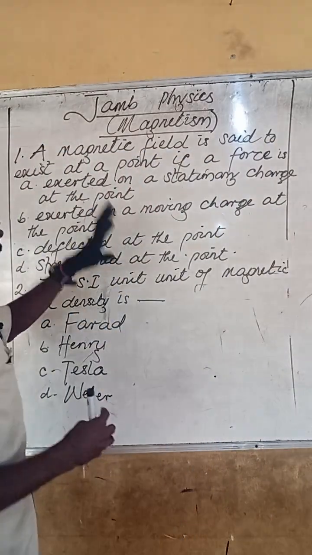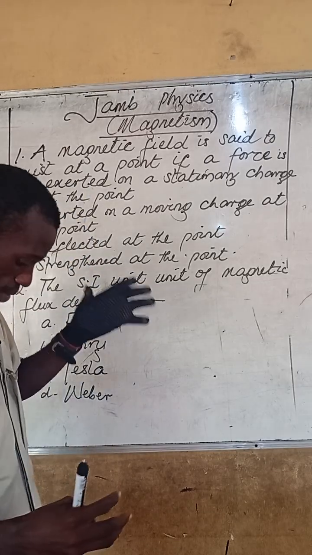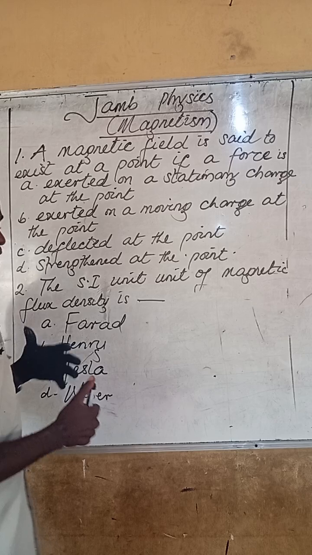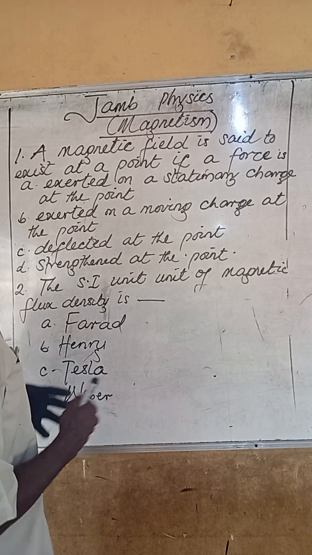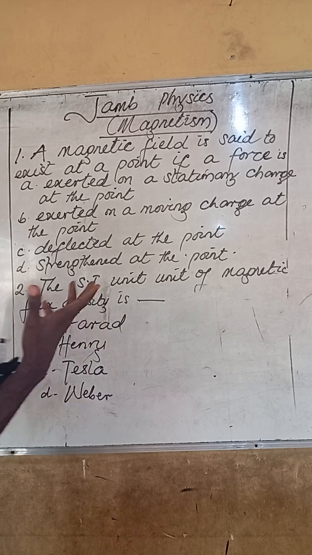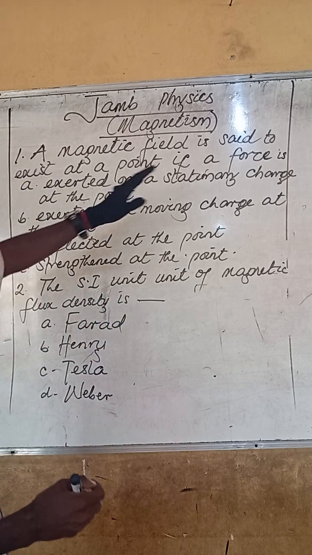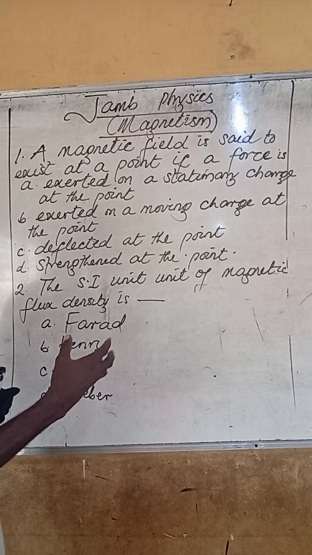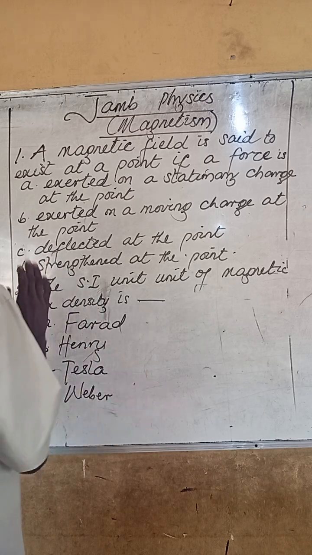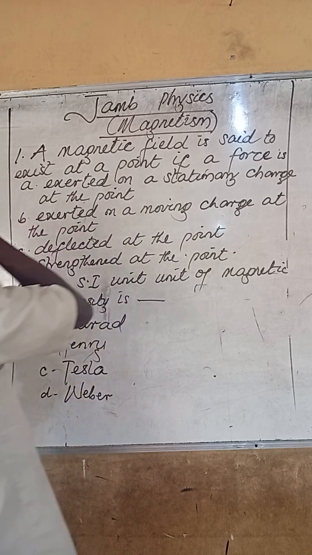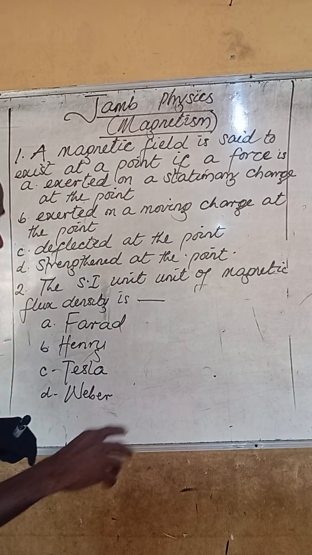Let's say you were asked this question in your upcoming JAMB. Notice that JAMB is already 20-something days from here. So let's say you came across this question, what would be your answer? It says a magnetic field is said to exist at a point if a force is dash. A force is exerted on a stationary charge at the point.